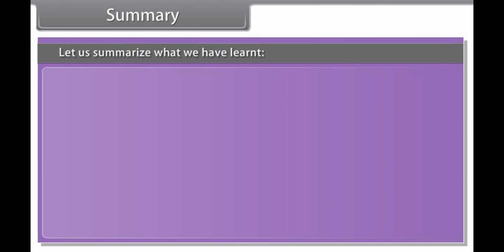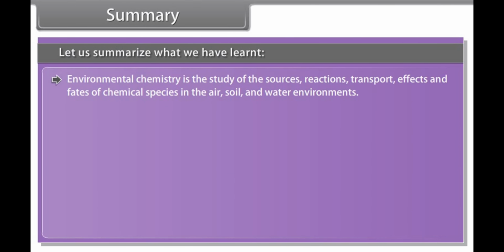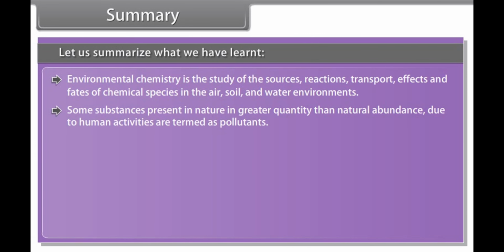Summary. Let us summarize what we have learned. Environmental chemistry is the study of the sources, reactions, transport, effects and fates of chemical species in the air, soil and water environments. Some substances present in nature in greater quantity than natural abundance due to human activities are termed as pollutants.